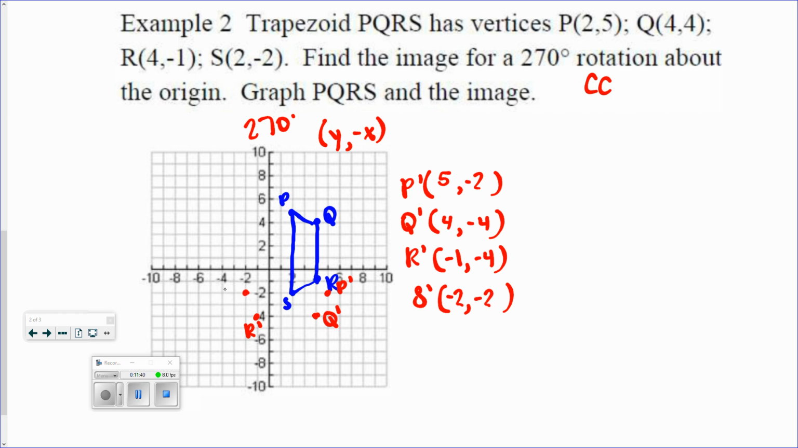And if we look at the picture of that graph, we had an isosceles trapezoid to start, and we have an isosceles trapezoid to finish. They've all rotated 3 quadrants over, which is for that 270 degrees. So we're doing all those little checks just to make sure it is done correctly, and it stayed congruent.